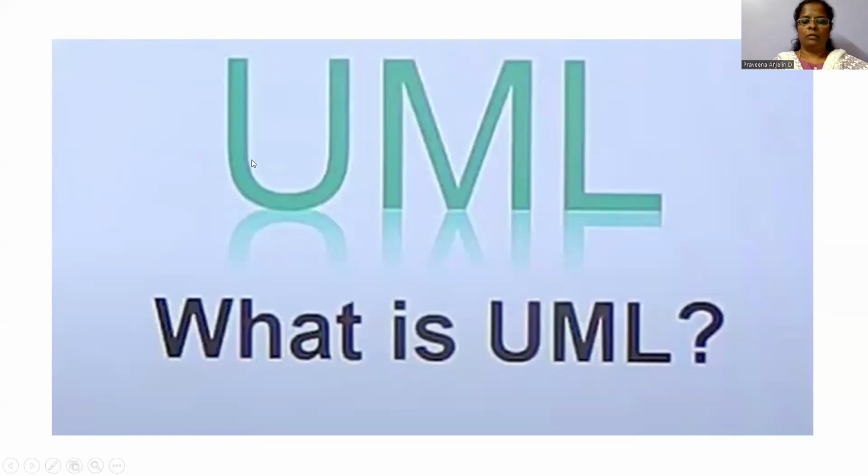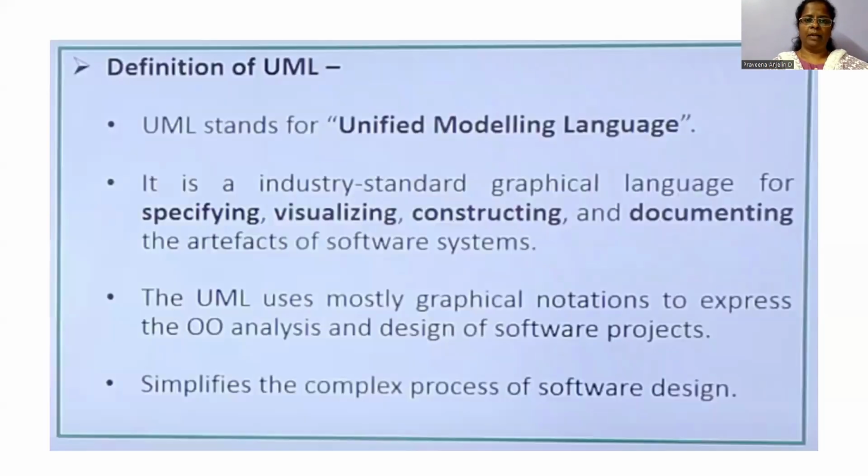Okay. So what is meant by UML? UML is nothing but Unified Modeling Language. It is an industry standard graphical language for specifying, visualizing, constructing, and documenting the artifacts of a software system.